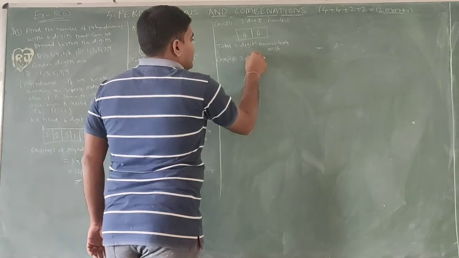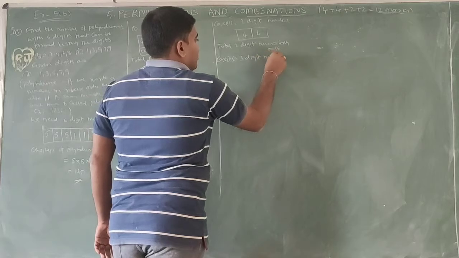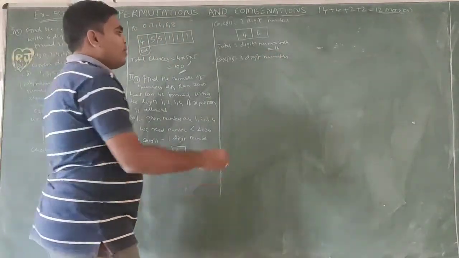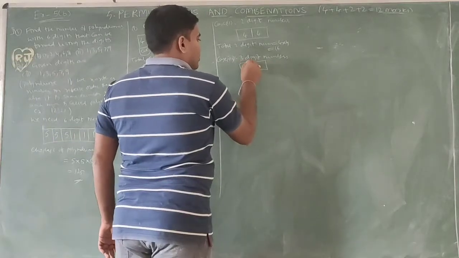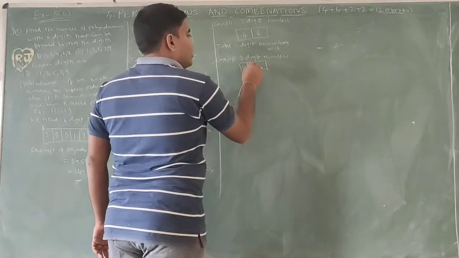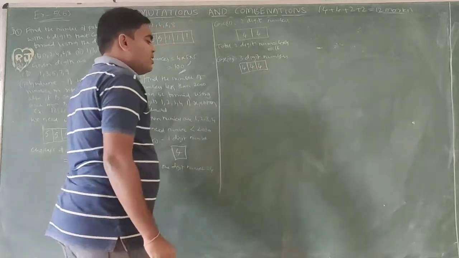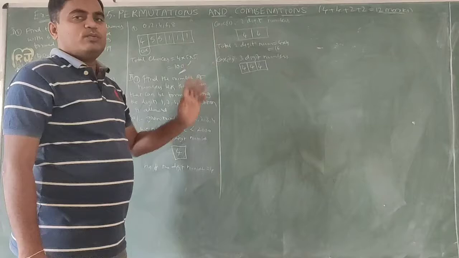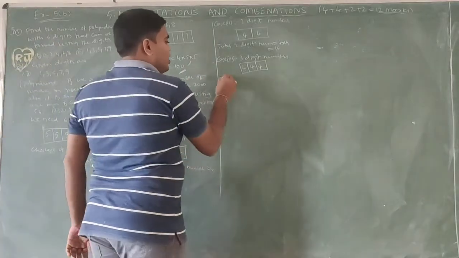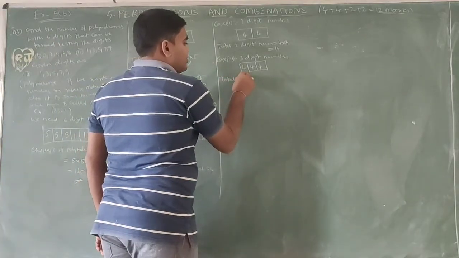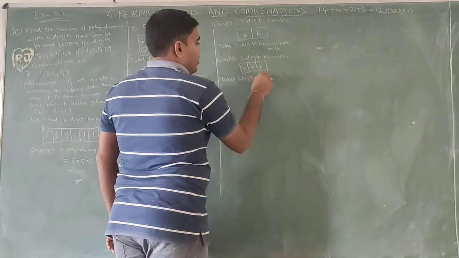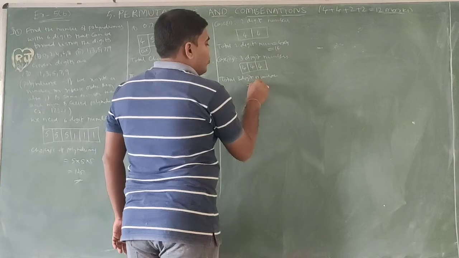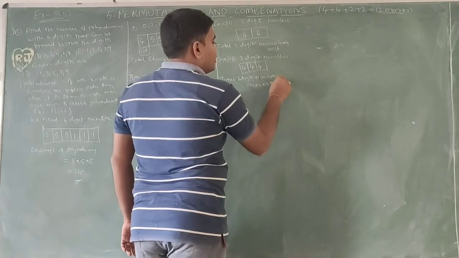3 digit numbers. All the 3 digit numbers are less than 2000 only. So this having 4 choices, 4 choices, 4 choices, since the repetition is allowed. Okay, if it is not allowed, 4, 3, 2. So total 3 digit numbers equal to 4 into 4 into 4 equal to 64.